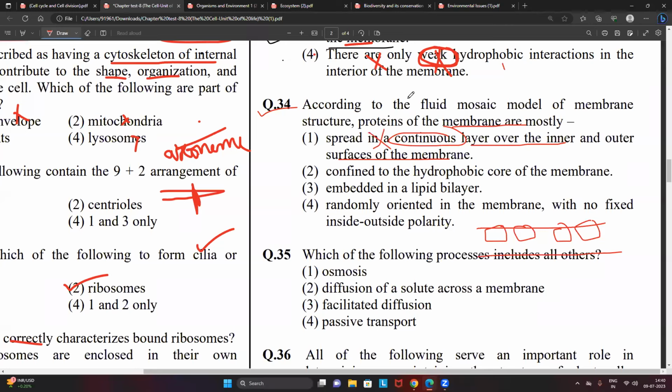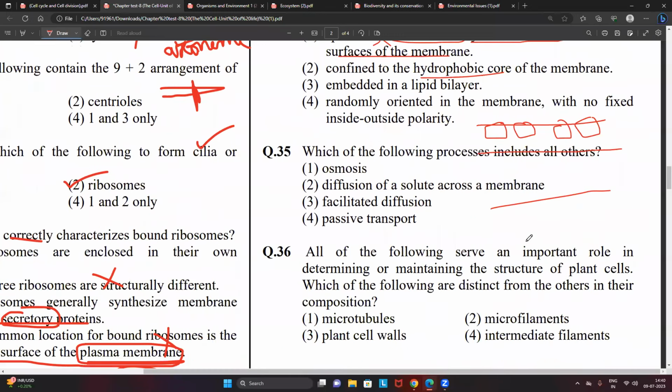Some people have given the answer as option 2. They confine it to the hydrophobic core. That is wrong, right? This is called a plasma membrane. This is how the protein is arranged. So protein associated with hydrophilic also, protein associated with the hydrophobic also. Correct, na? Option 2 is also a wrong option.